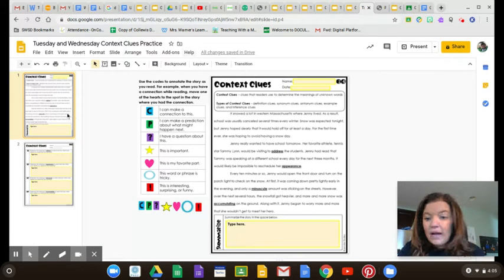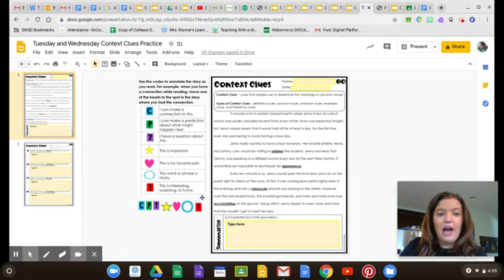So slide 1 is a little story, and it says context clues at the top. It reminds you what context clues are, clues that the readers use to determine the meaning of unknown words. And then types of context clues: definition clues, synonyms clues, antonym clues, example clues, and inference clues. There they are again. So those are the 5 different types. Then you're going to read this story, and at the bottom, you're going to summarize. Right here, it says summarize.